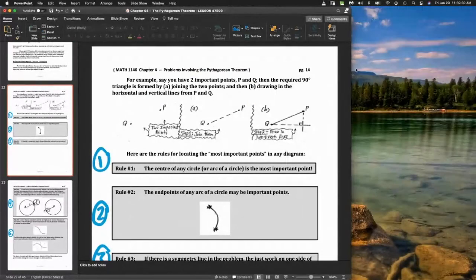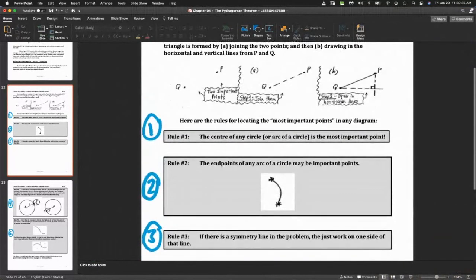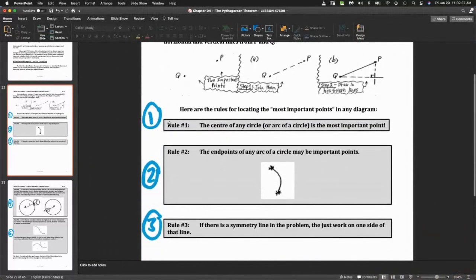I don't think I need Wolfram anymore today, so let's give this some space. What are these tricks? Rule number 1. The center of any circle or arc of a circle is the most important point. In the question that we just did, was the center of the circle important? Yes or no?